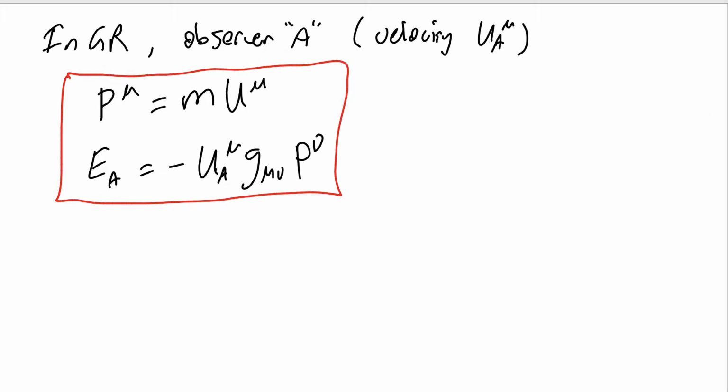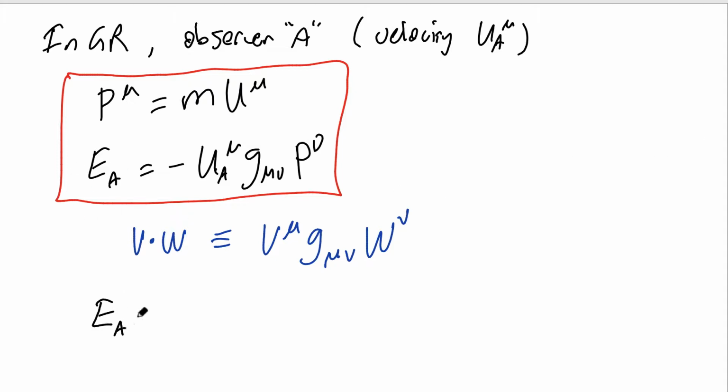Now, I'm going to get tired writing out inner products this way, so let's introduce a shorthand notation. If we have two vectors v and w, let's use the notation v dot w to stand for the inner product. So this is shorthand for v^μ g_μν w^ν. And using that shorthand notation, the energy as measured by observer A for the particle is minus the inner product of the observer's velocity with the momentum of the particle.